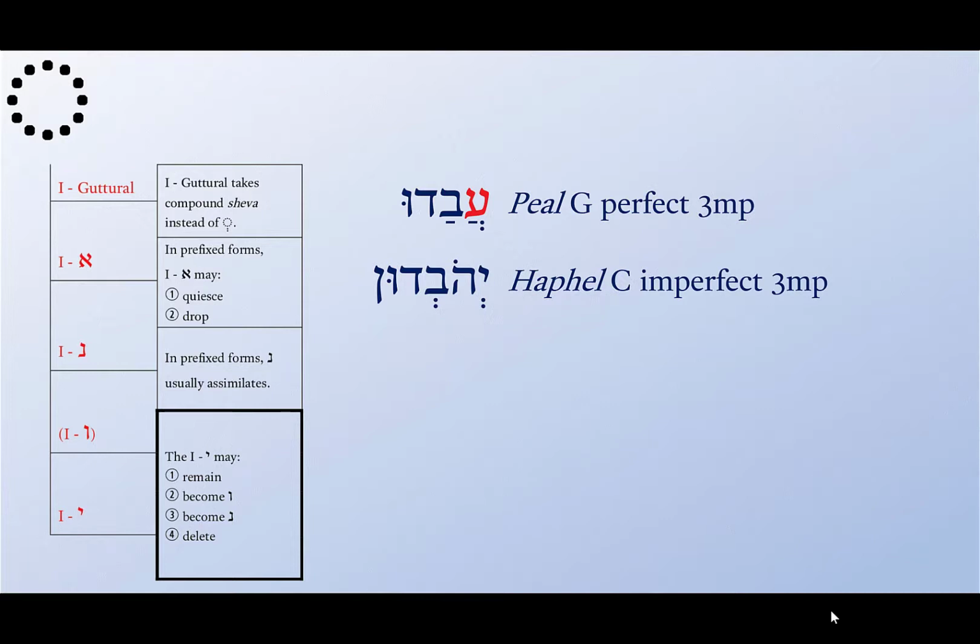Next, for one nun verbs, in prefixed forms, the nun usually assimilates. So here we have nun pei lamed, that verbal root, and the nun has assimilated and now exists as a dagesh there in that pei. This is the pa'al imperfect third masculine singular of that verbal root. This has happened frequently in our biblical Hebrew studies, so does not come as a surprise.